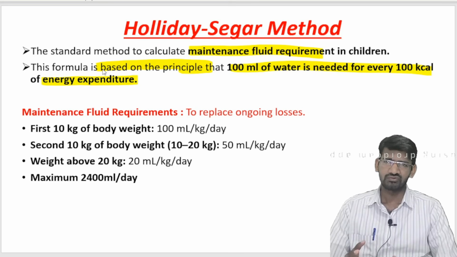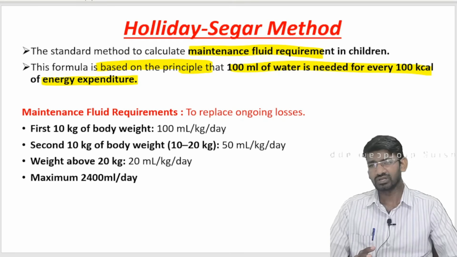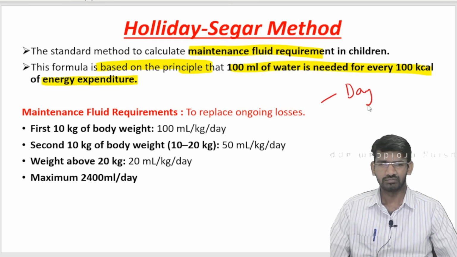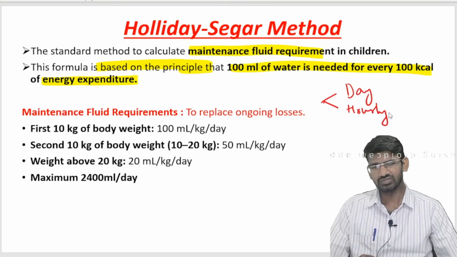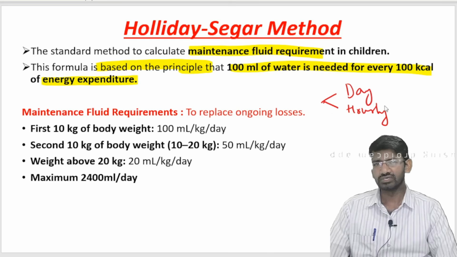In the Holliday and Segar formula, we have two aspects. One is fluid calculation per day, that is, how much fluid is required for the whole day, and the other is on an hourly basis, how much fluid is required per hour. In both conditions, we calculate the fluid requirement based on the weight of the child. Let's see how it is calculated.